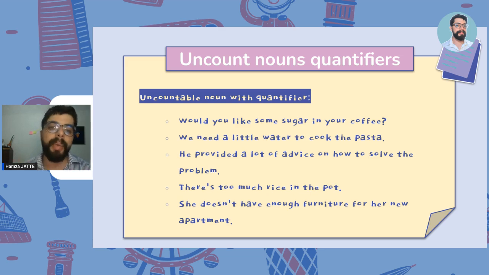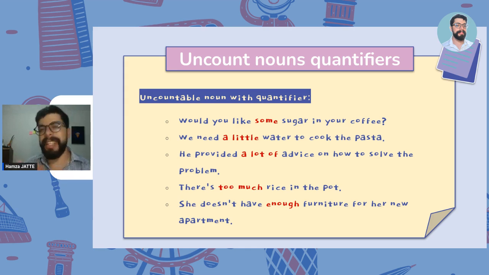Would you like some sugar in your coffee? We need little water to cook the pasta. He provided a lot of advice on how to solve the problem. There is too much rice in the pot. She doesn't have enough furniture for her new apartment. So again, the quantifiers that we have here are some, we already saw it before, a little, a lot of, too much, and enough. All right, enough is mostly used with the negative.